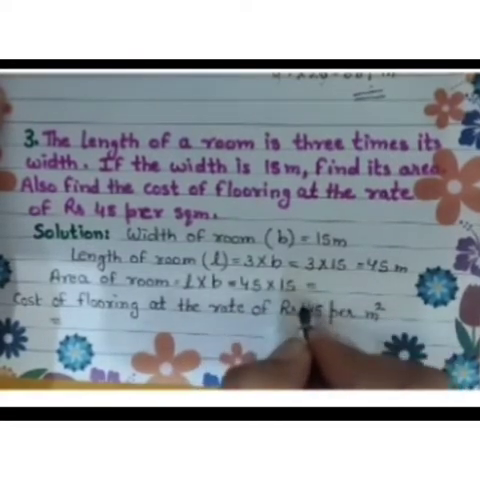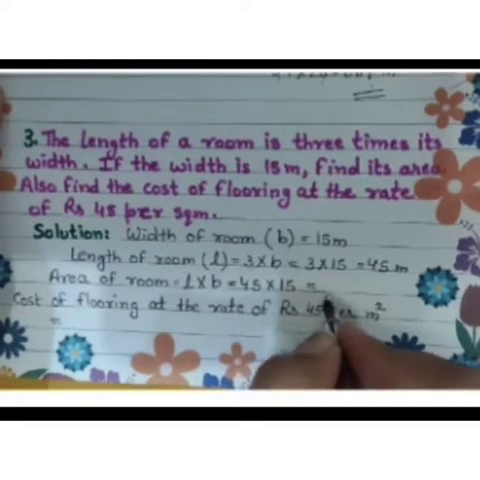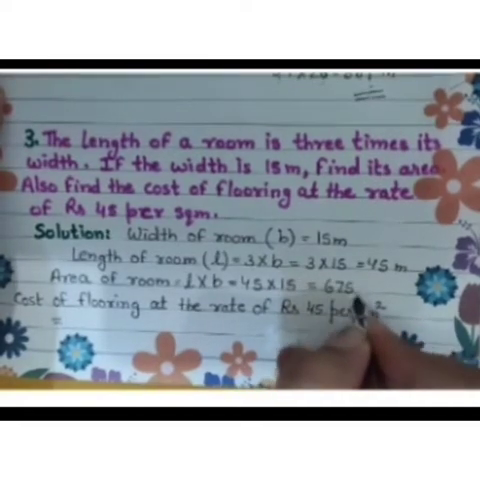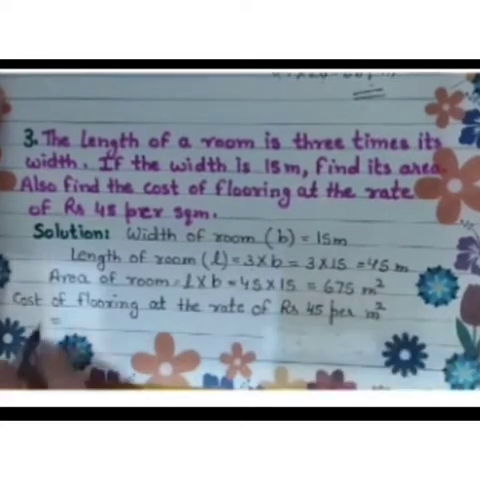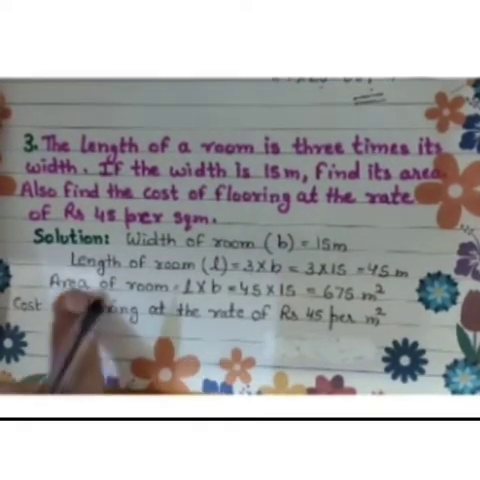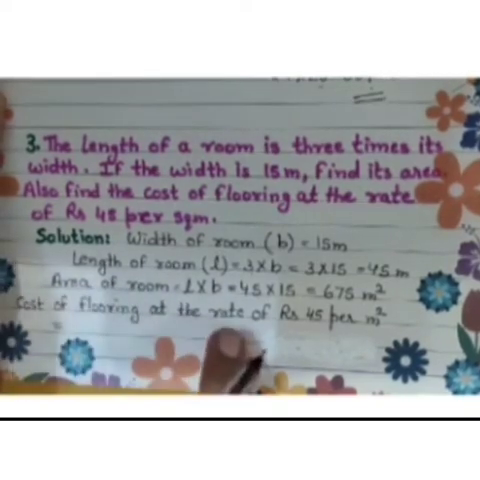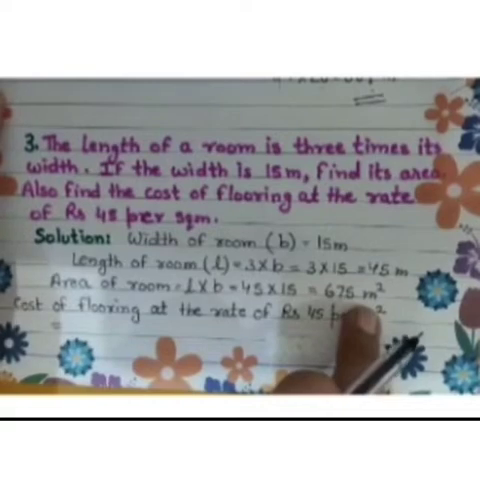On multiplying 45 by 15, we get the area of the room. 45 multiplied by 15 is 675 meter square. Now, we have to find the cost of flooring. Here, the area of the room means the area of the floor. The area of the floor is 675 meters square.